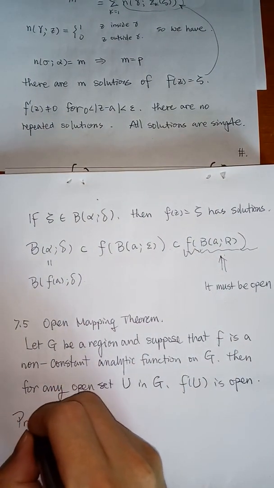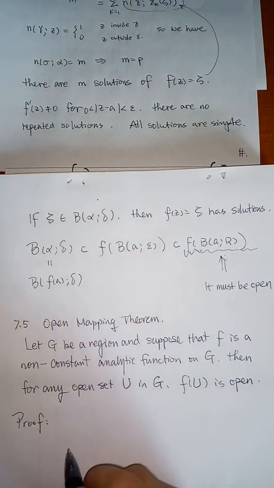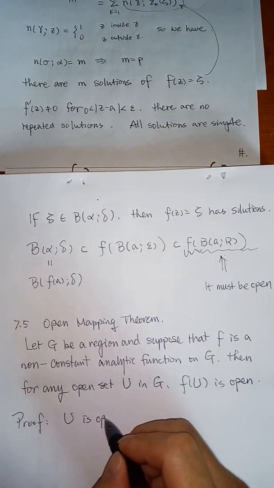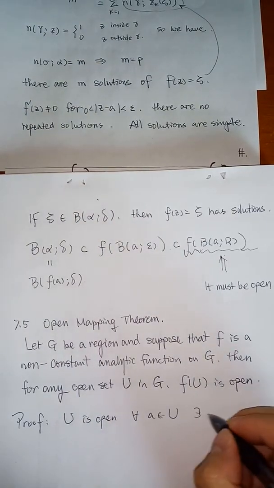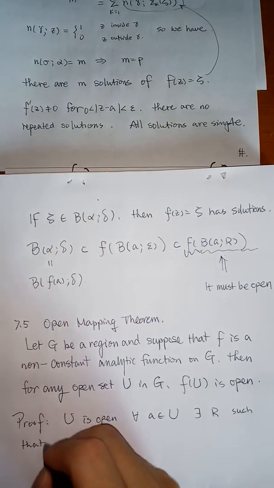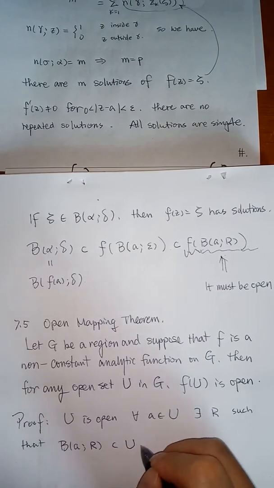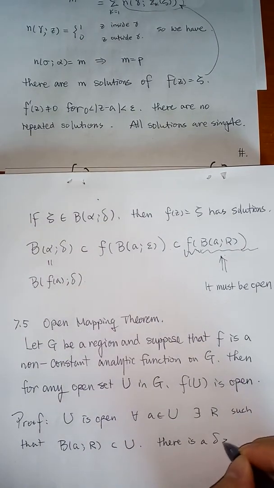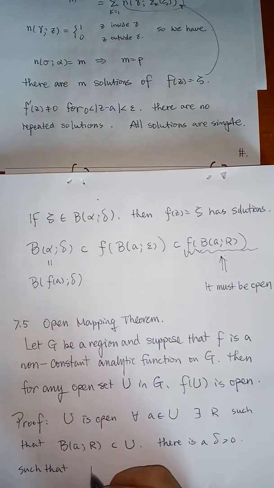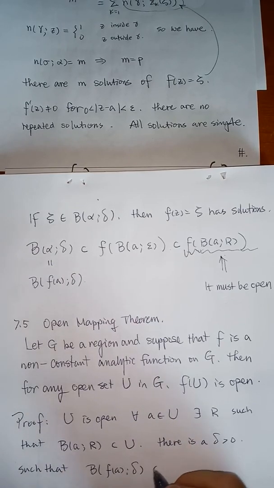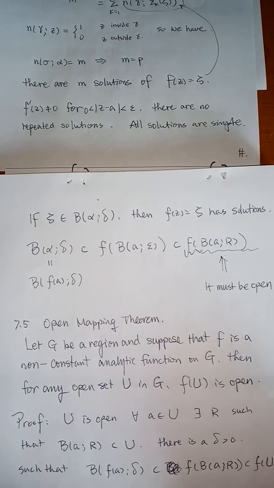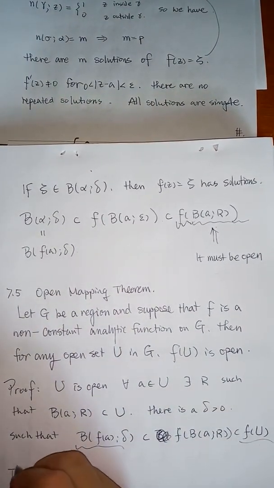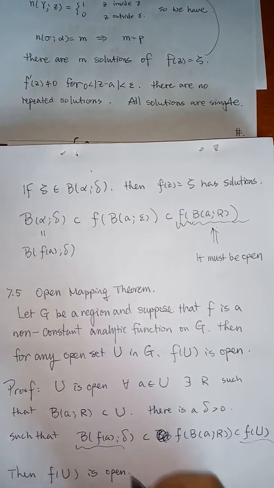So U is open. For any point A in U, there exists R such that the ball B(A, R) is inside U. Then by the previous computation, there is a delta such that the ball B(f(A), delta) is inside f of B(A, R), which is inside f of U. So every point has a neighborhood open disk that is contained in the image f of U. Then f of U is open. All the points are interior points.